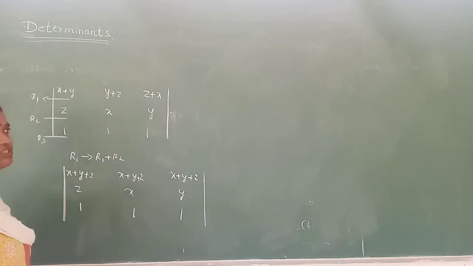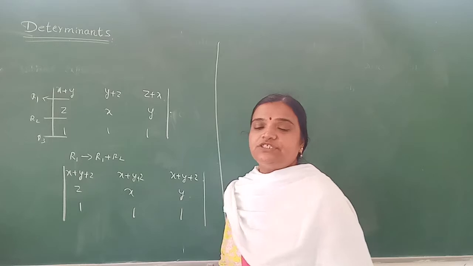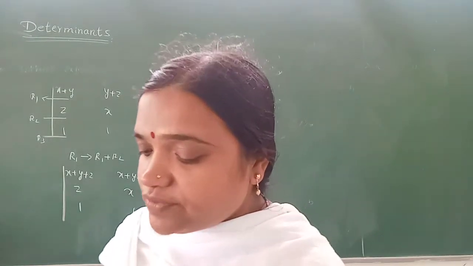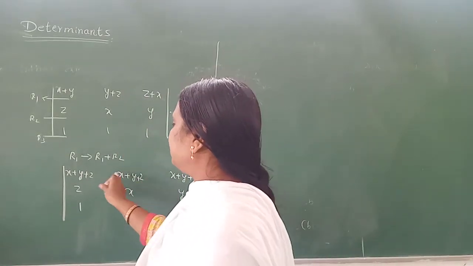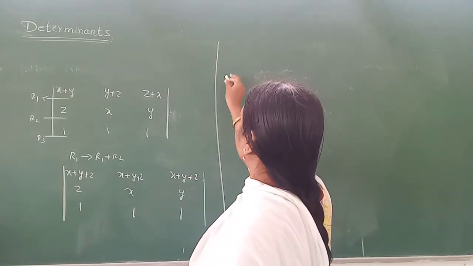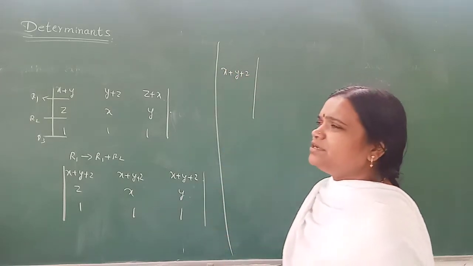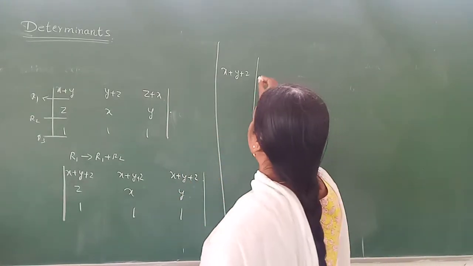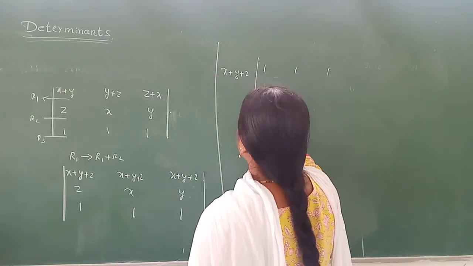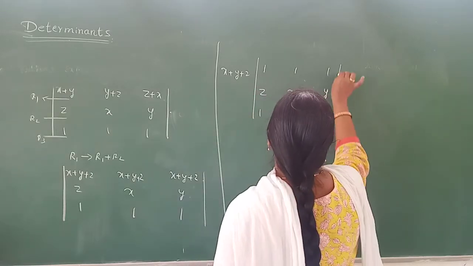Okay. Next, see in the first row, which one is common? x plus y plus z. Take it outside, because we know the property: if any row or column is multiplied by some constant k, then the whole determinant is multiplied by that constant. Therefore, we will take it outside: 1, 1, 1, z, x, y, 1, 1, 1.